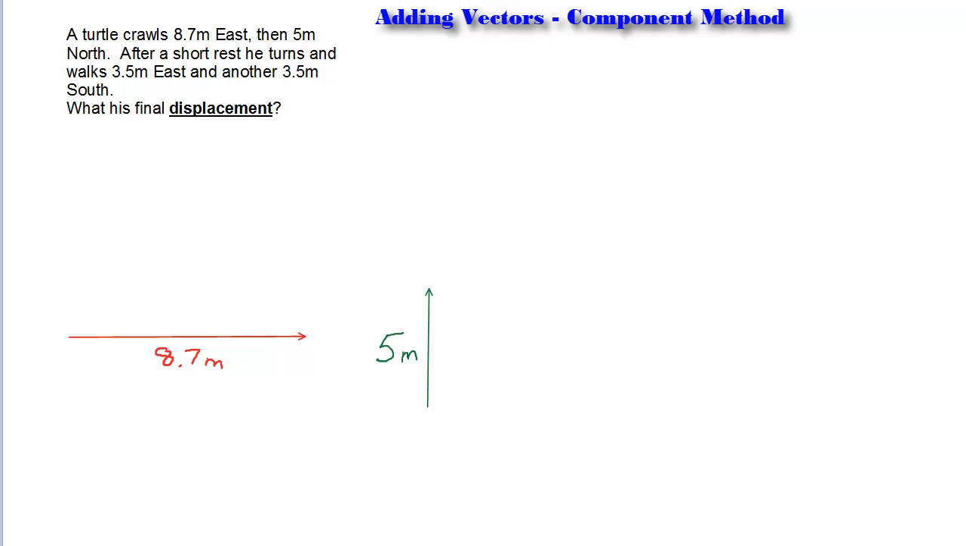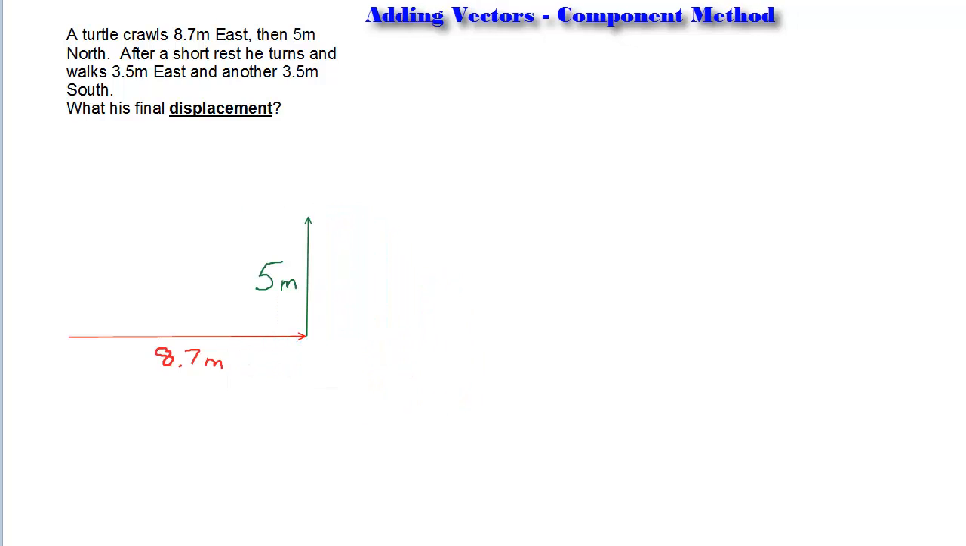Now this is an addition question. The turtle is walking 8.7 meters east, then 5 meters north, then 3.5 meters east, and then 3.5 meters south. And when you add vectors together, you add them together tip to tail. We've got 8.7 meters right here. There's the tip of the first vector, and we're adding to it a 5 meter vector. So the tail of the 5 meter vector should touch the tip of the first one. So let's rearrange that now. So there's our first two displacement vectors added together.